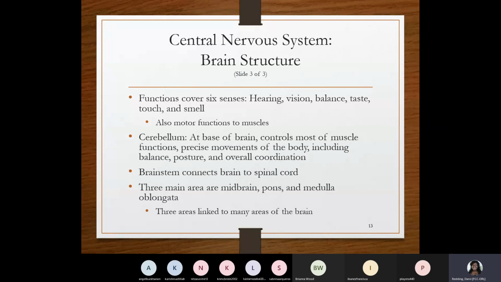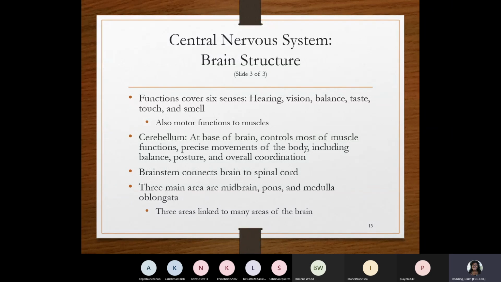Now, inside of the cerebellum, that's at the base of the brain, it works by controlling most of the muscle functions, as well as precise movement of the body, which could include balance, posture, as well as overall coordination.